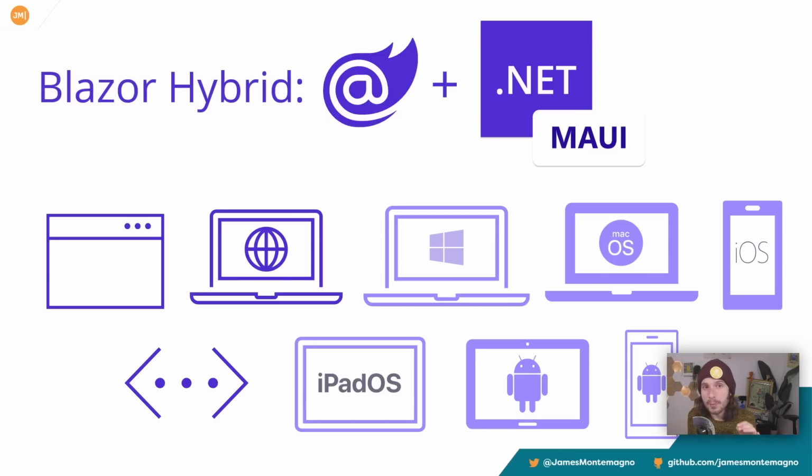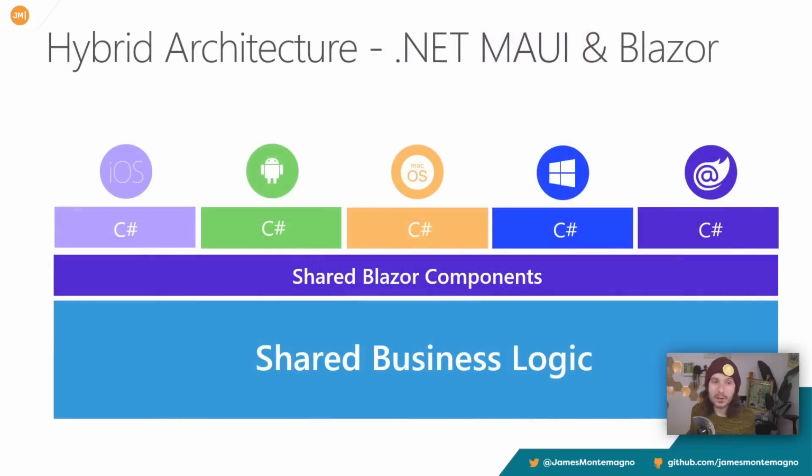Now, what's amazing about Blazor Hybrid is it enables you to share your Razor components as much or as little as you want inside of a .NET MAUI application and still access the native features and get those native capabilities and native performance that you want. And what that looks like is this. It gives you all of the advantages of sharing all of your business logic 100% with all of your applications, including your website.